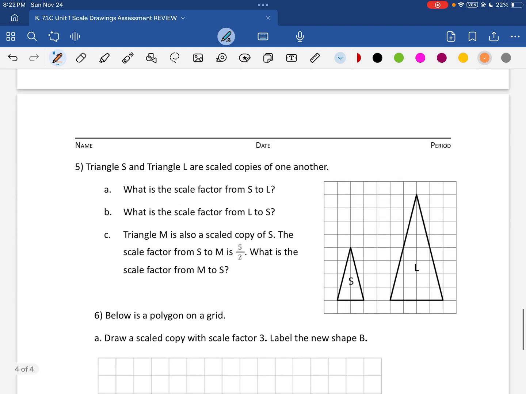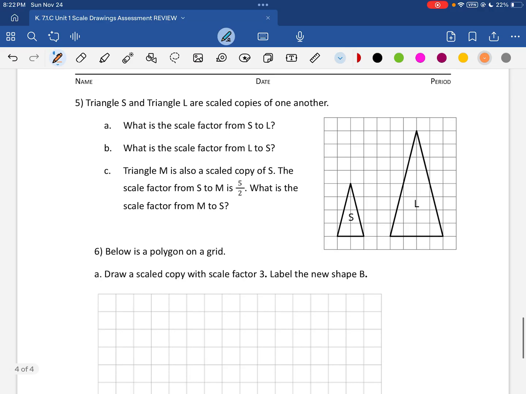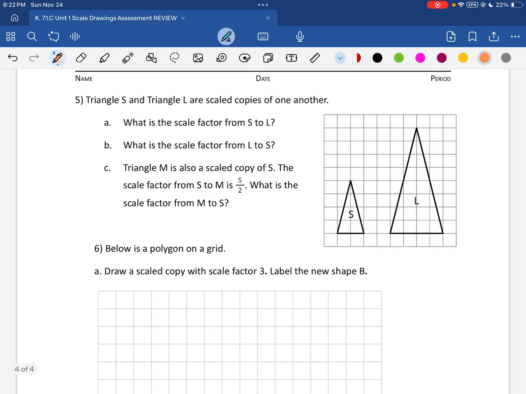Okay, let's finish up. It looks like I misnumbered, so I have another problem number 5. And in this one, it says triangle S and triangle L are scaled copies of one another. So again, we already know they're scaled copies. Part A is, what's the scale factor from S to L? So since I know they're scaled copies, I'm going to focus on just one single measurement in each figure. I can decide for the height. I can count the diagonals. The only thing that is the easy thing to count is going to be the bases. So S has a base of 2 and L has a base of 4.